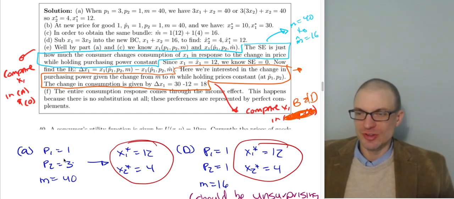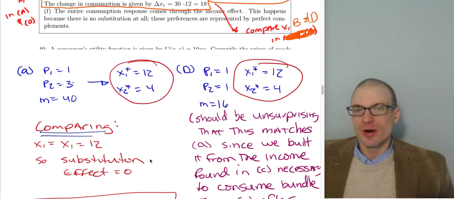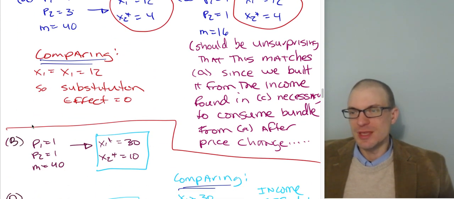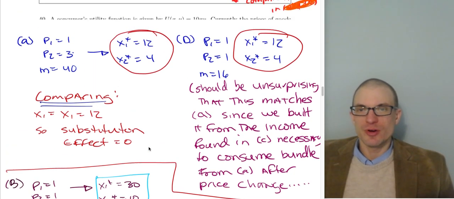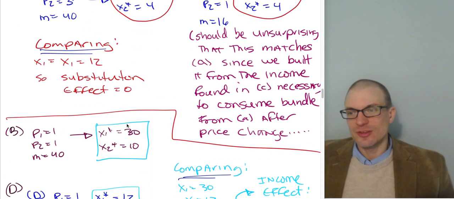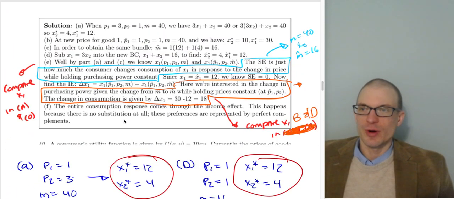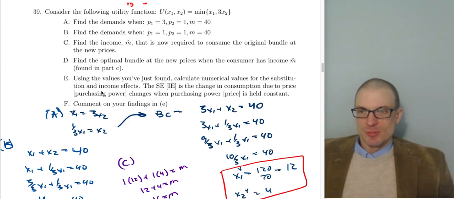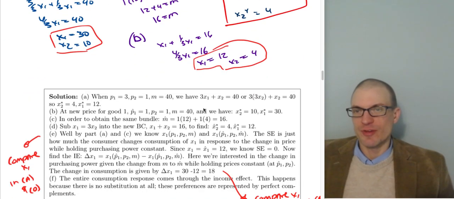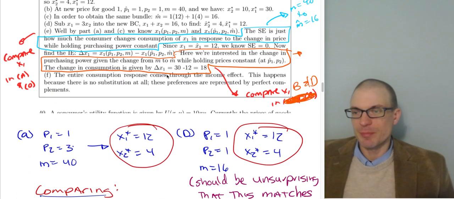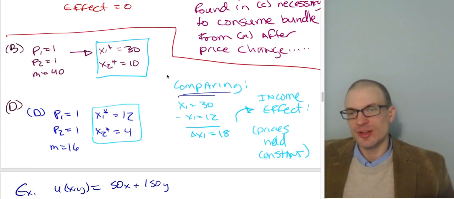These were the prices. Price of good 1 is 1, price of good 2 is 2, 40 units of income available. Here was the bundle I wanted. Now in part B, the prices of each good were 1, my income was still 40. Here's the bundle I got. Then in part C, we were finding the income that was required to get the original bundle. That's where we found it was 16 above. And then part D is where we're actually doing the comparison.